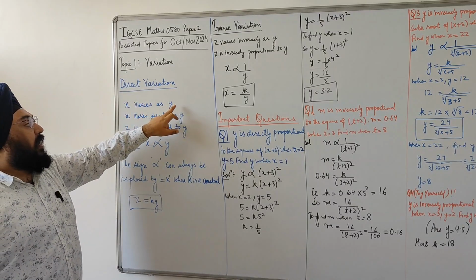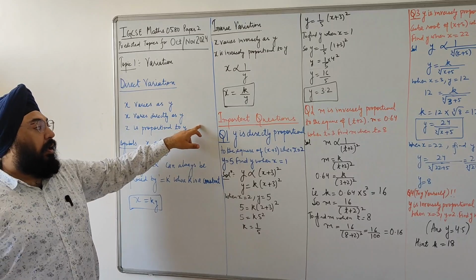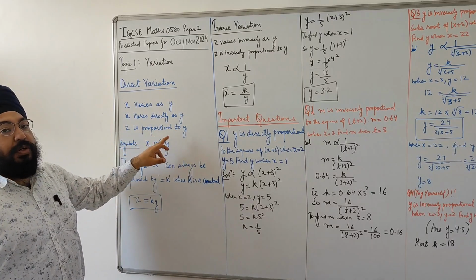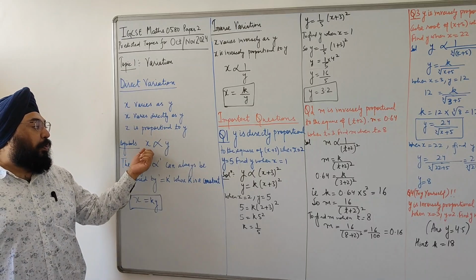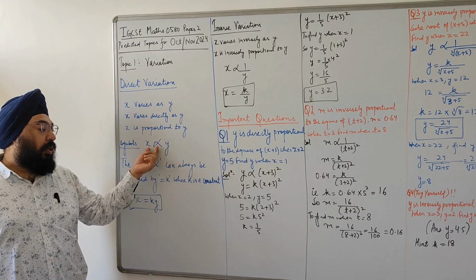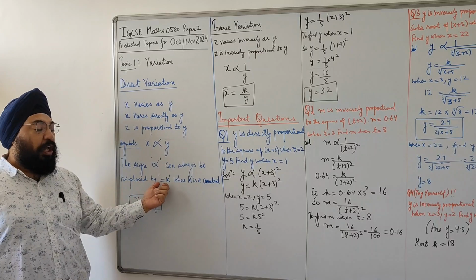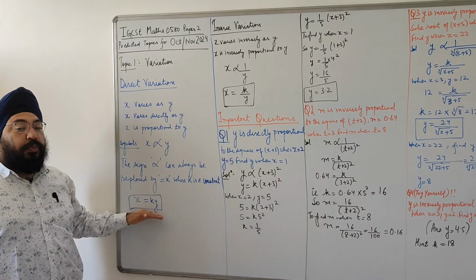X varies as Y, X varies directly as Y, X is proportional to Y. Symbolically, it is written as X proportional to Y. This sign of proportion will be replaced by equal to K and it can be written as X is equal to KY.